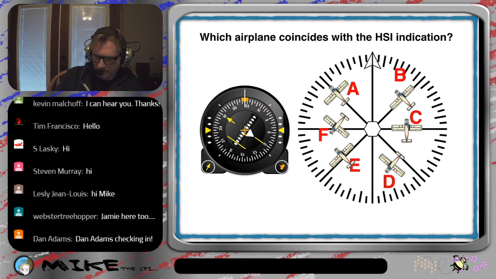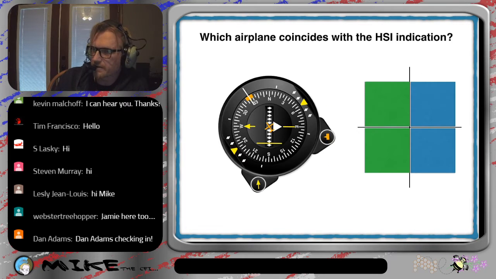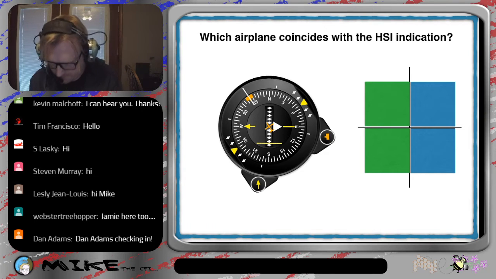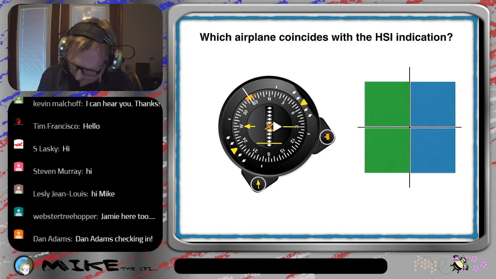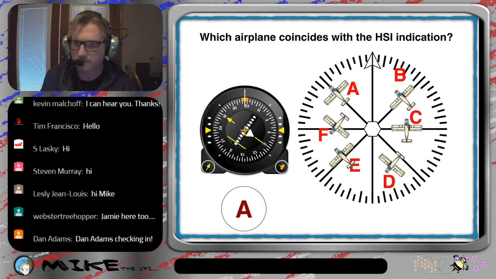So looking at this example here, the first thing we want to do is rotate it to where the HSI representation is facing north. We see with our to-from indication that the VOR is off to our right and that our course line is down south of us. So because the VOR is off to our right, we must be somewhere in where the green squares are, and because the course line is to our south, we must be in the upper left-hand quadrant. We are looking for an airplane that's facing northwest in the upper left-hand quadrant, and you can see there's only one.